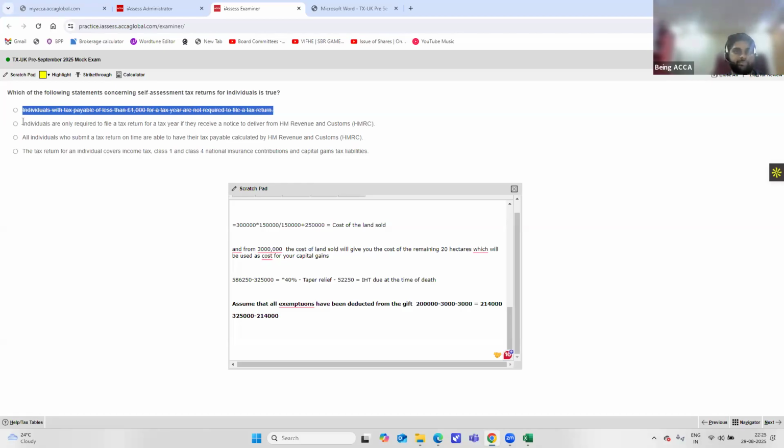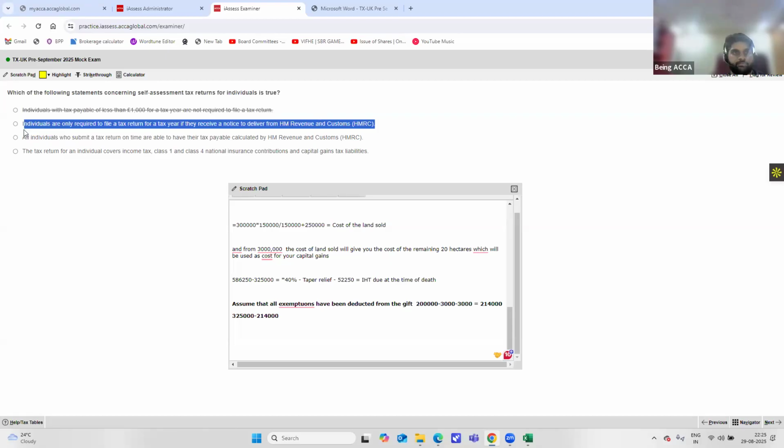a tax return. Next, individuals are only required to file a tax return if they receive a notice to deliver from HMRC. Again, not true. Why? Because that is the last date that you have to file your returns by, but other than that, you will have to file your returns by the due date. Always for theory questions, if you're doubtful, try to eliminate the wrong answers, and then you'll have your right answer there with you.